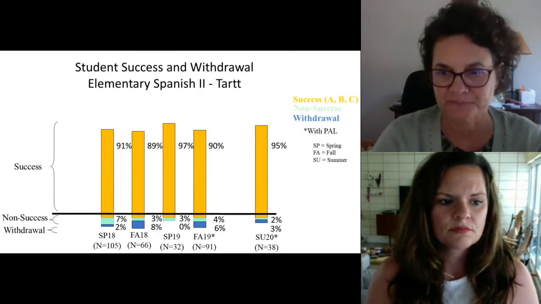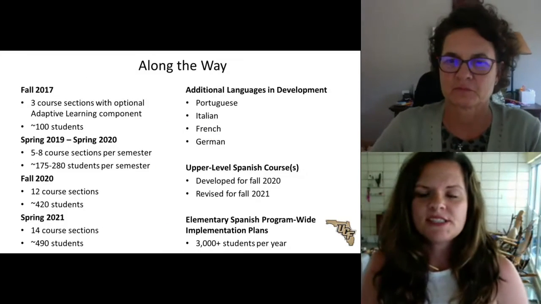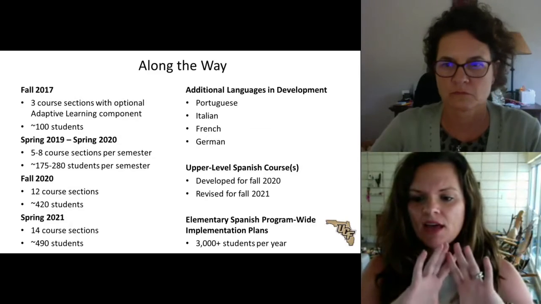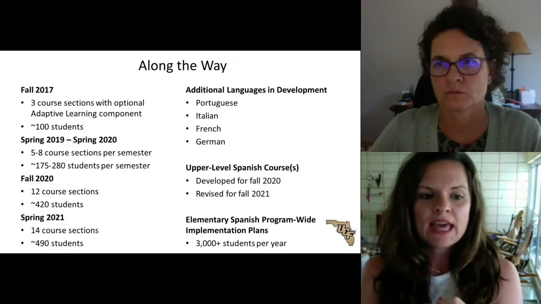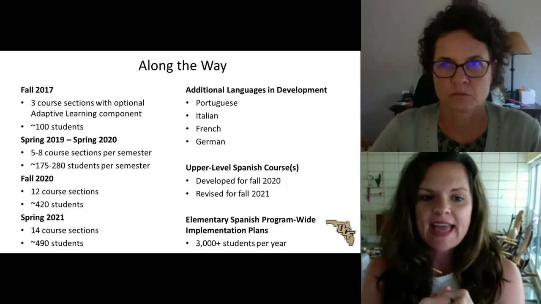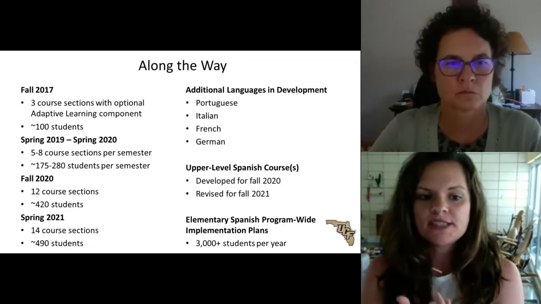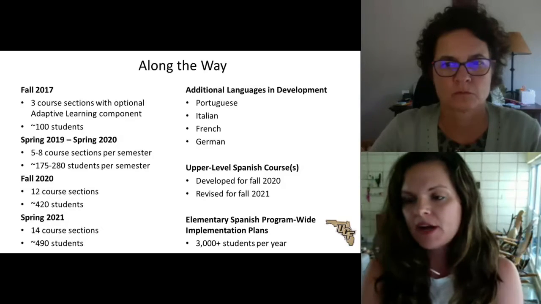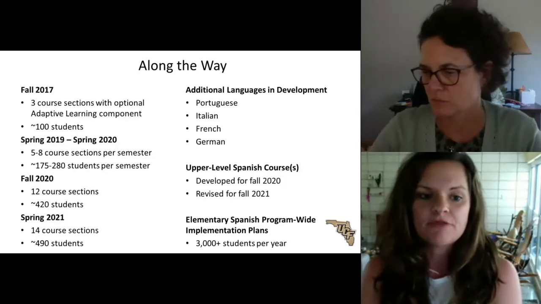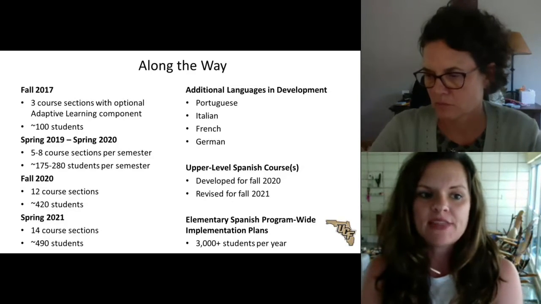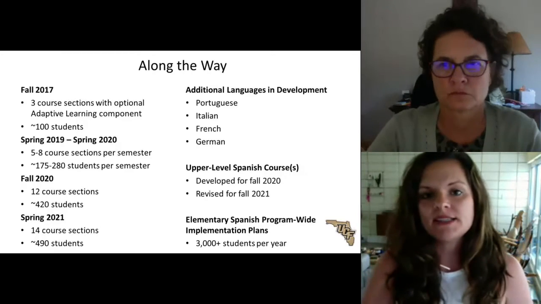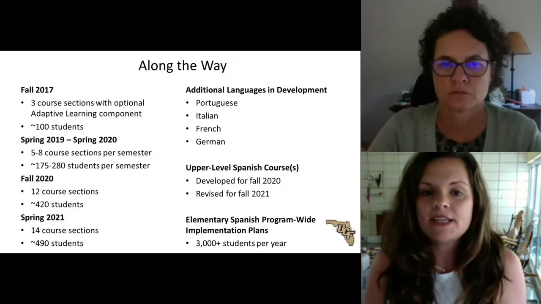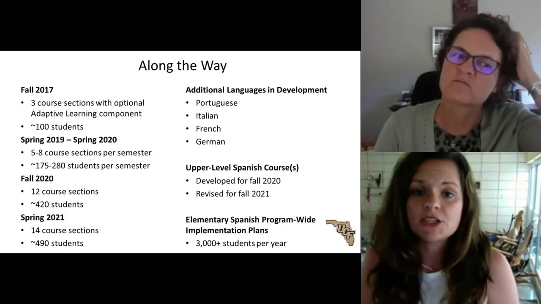Yeah, so just to give you an idea again of how we started, in fall 2017, I had 3 sections with an optional adaptive learning component. It affected about 100 students. I used adaptive learning for review. I will say that in the following semester, we had a textbook change, and so I made the decision not to continue on and use this as a review in my Spanish 2 courses.